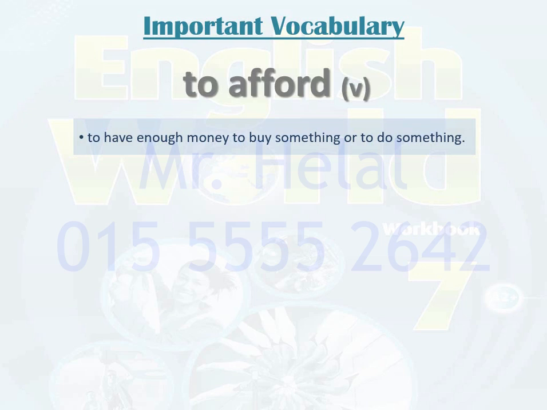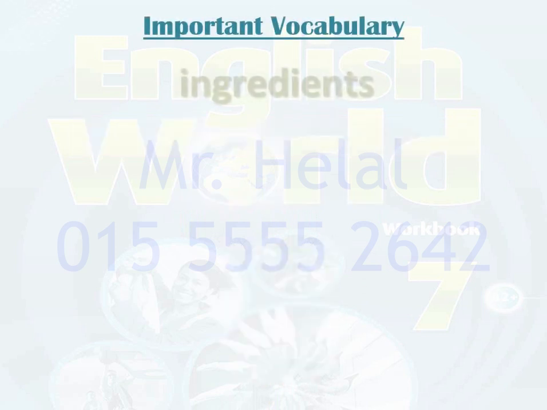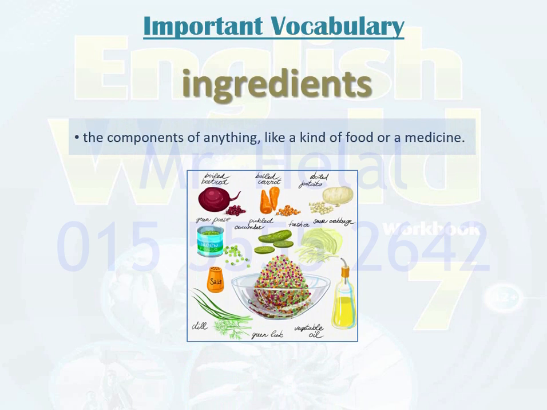يبقى afford معناها يتحمل نفقات أو يقدر يشتري. Example: We can't afford a holiday in Spain. يعني احنا مش هنقدر نتحمل النفقات ان احنا ناخد اجازة في اسبانيا. Ingredients. The components of anything like a kind of food or a medicine. Ingredients يعني المكونات بتاعت اي شيء، زي مثلا مكونات نوع من انواع الاكل او نوع من الدواء.